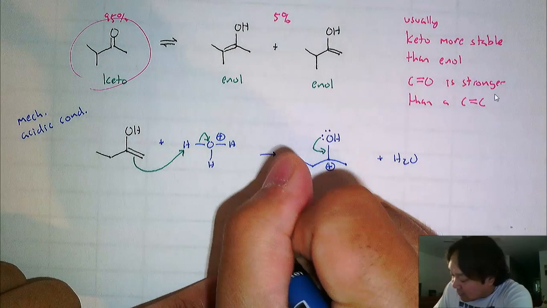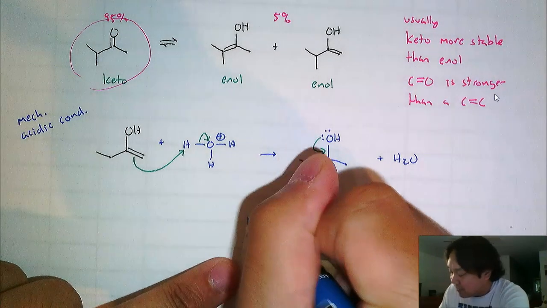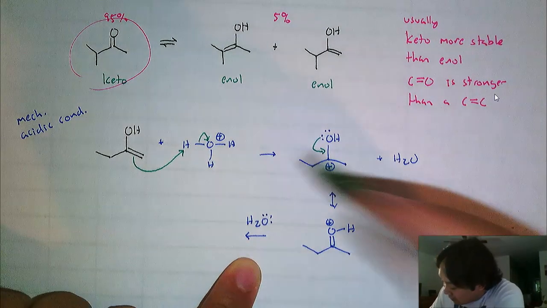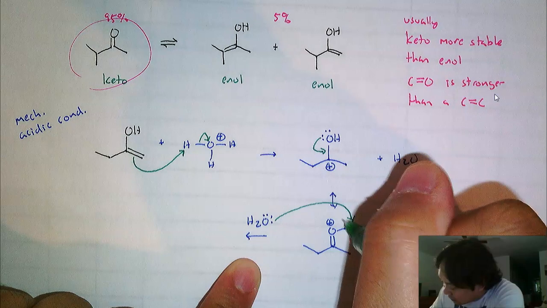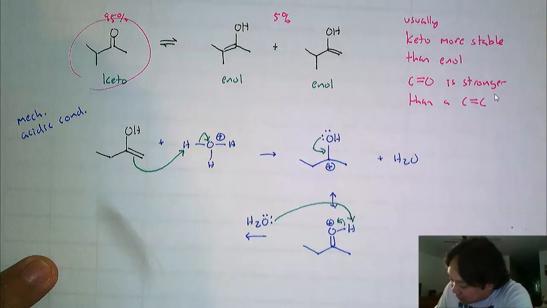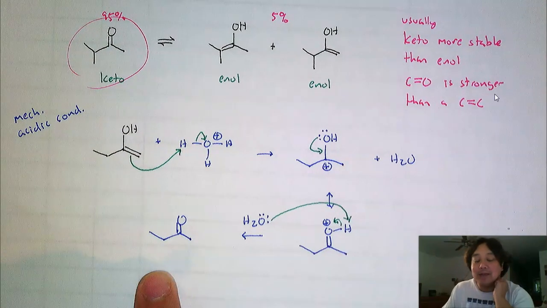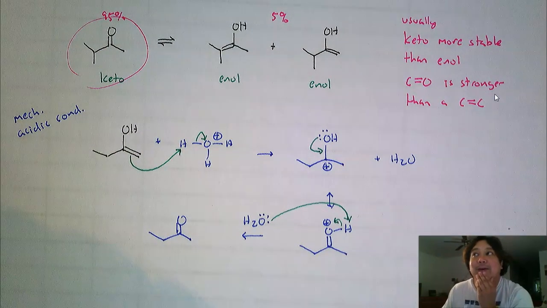Last thing is, we did create water in the previous step. Let's bring it over here over the arrow. And let's go ahead and get rid of this hydrogen. And there's your keto form. And your keto form is a ketone. Now, if you got to think about this a little bit carefully.